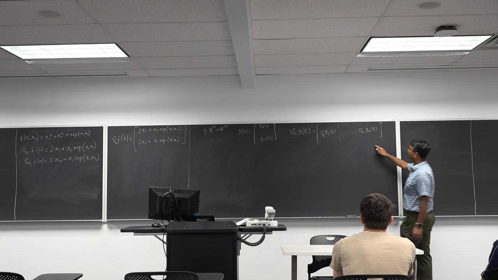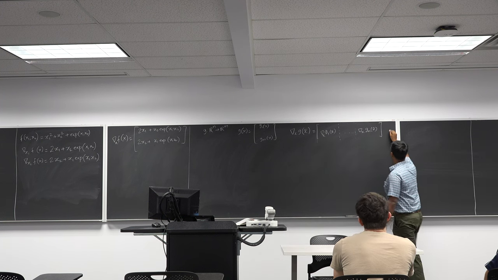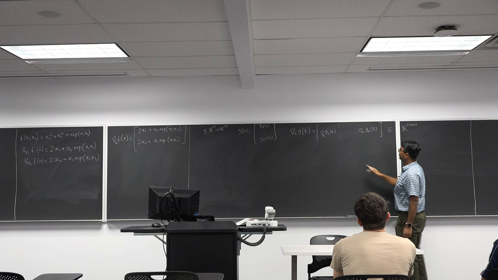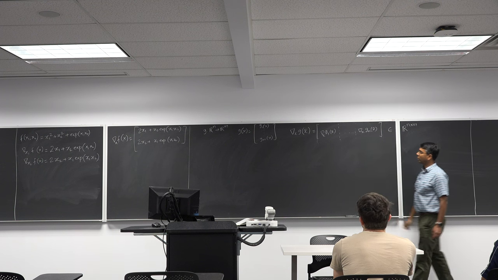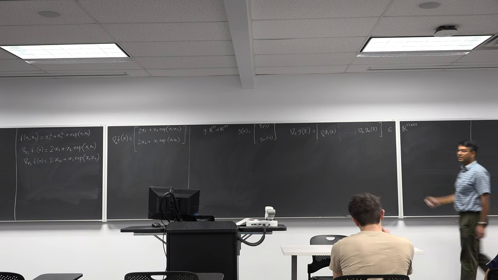What's the dimension of this matrix? N cross M. So each of these is an n dimensional vector, and then I have m different columns in the matrix. So it is an n cross m matrix. Again, this is the convention.